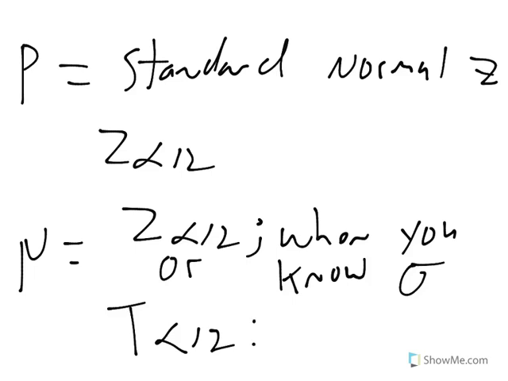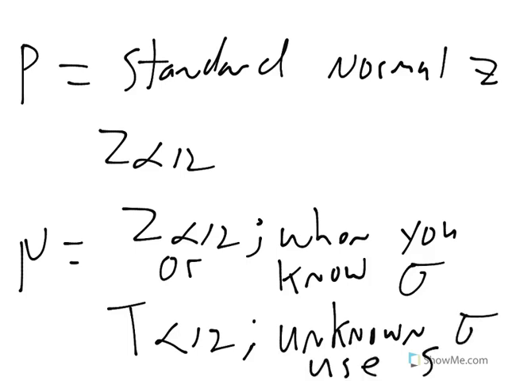Instead, we use the T when we have unknown sigma, so we use S, the sample standard deviation, which is what we calculated last week. So if you're comfortable with finding sample standard deviation, you're good. If you're not, we definitely need to keep working on that, and I would highly encourage you to use technology because calculating the sample standard deviation by hand is very tedious.